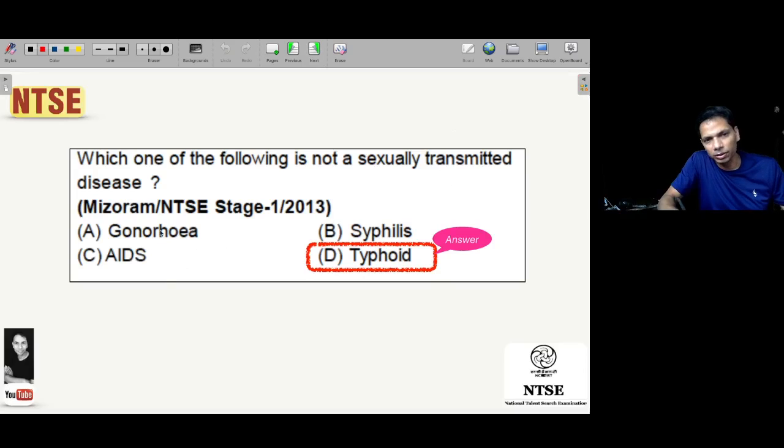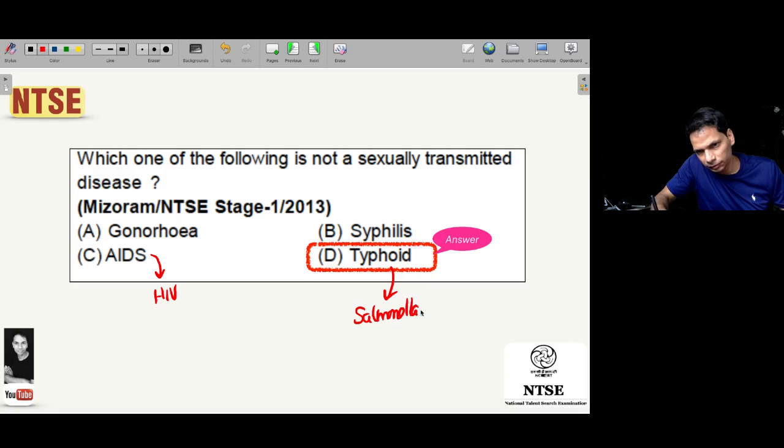Gonorrhea is caused by Neisseria gonorrhoeae, then we have syphilis, and then AIDS, which is obviously caused by the HIV virus. And typhoid is caused by Salmonella typhi. So Salmonella typhi is basically a non-STD. It is basically a soil bacterium.